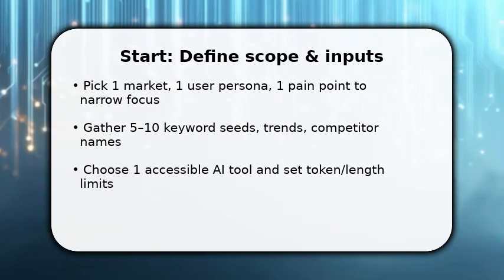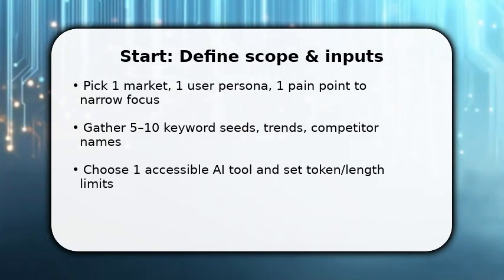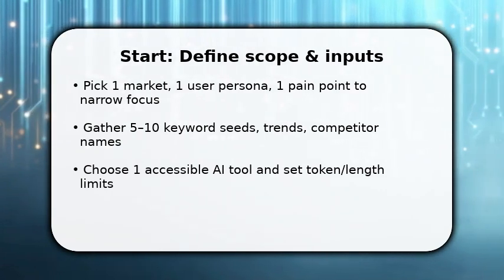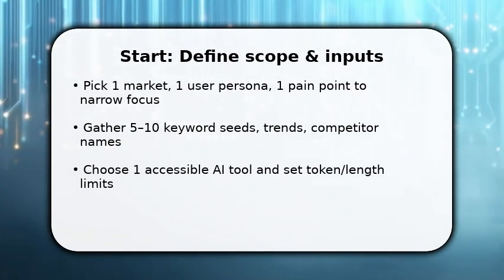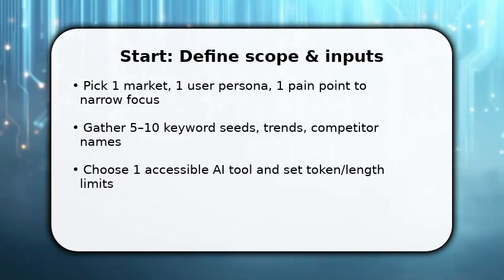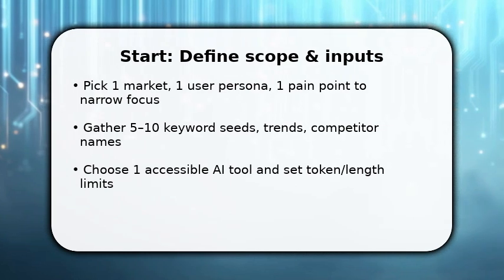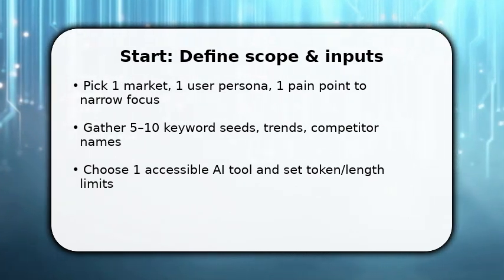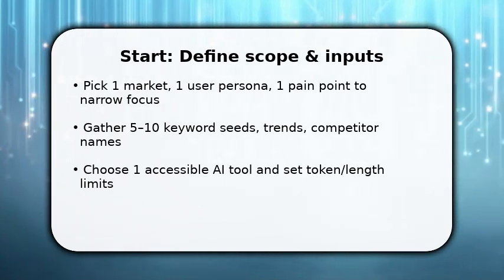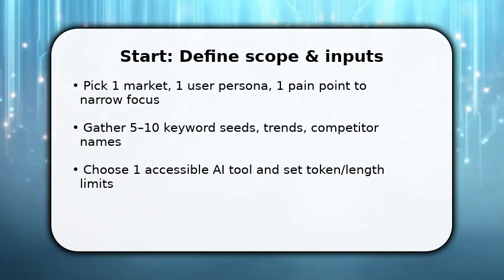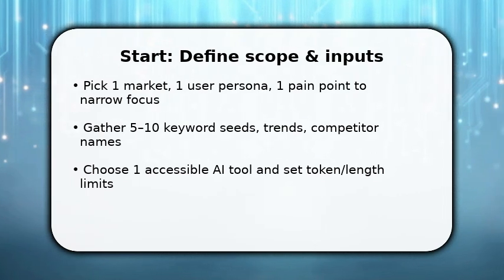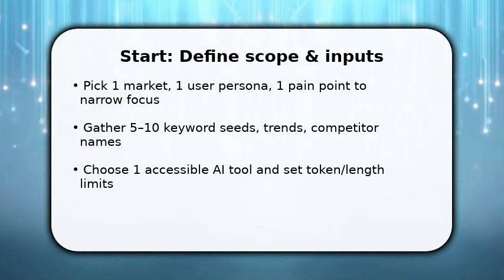You begin by narrowing the playing field. Pick one market, one user persona, and one clear pain point to avoid vague results. Next, collect 5-10 keyword seeds, trending terms, and top competitor names so the AI has concrete signals. Once done, open your chosen AI tool and set sensible token and output length limits. This keeps responses focused and economical. Make sure to save a quick prompt template you'll reuse, because consistency speeds iteration and improves idea quality.